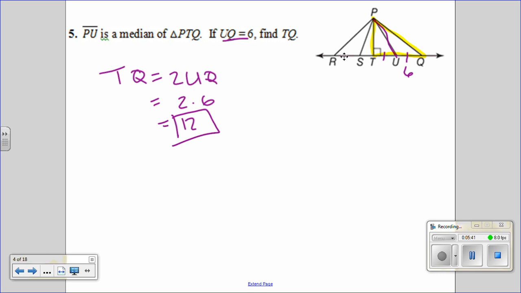Again, TQ is the entire side, but we know the entire side is cut into 2 congruent pieces, and one of the congruent pieces is 6. So together, it would be 12. Again, make sure you read a question carefully. I did this earlier and somebody automatically jumped the gun to say 6. Make sure you read the question carefully.